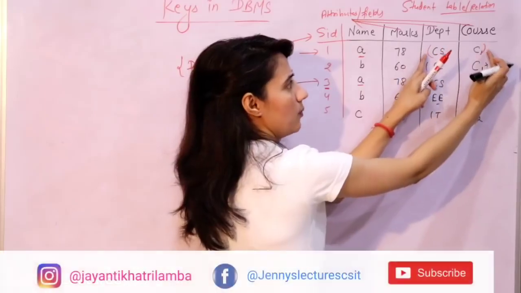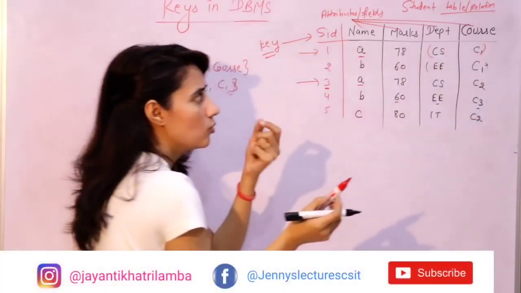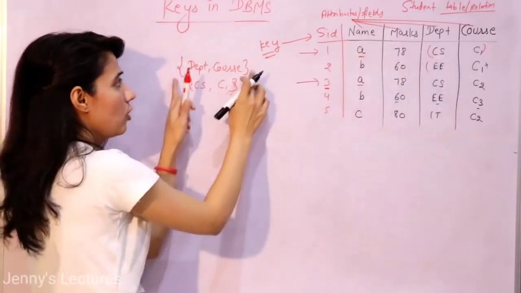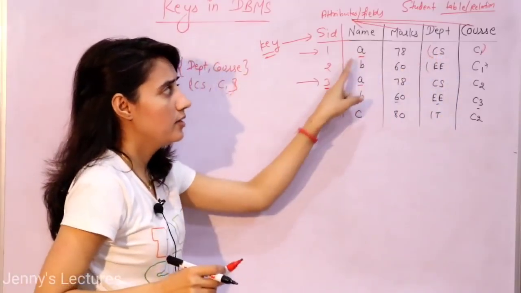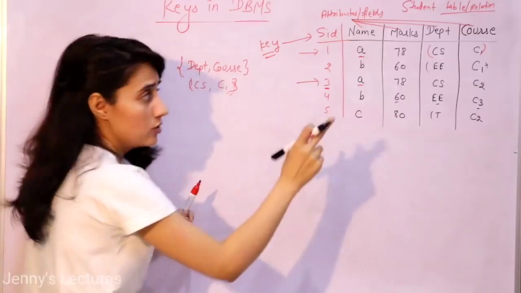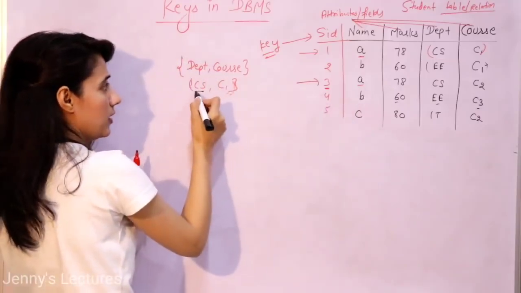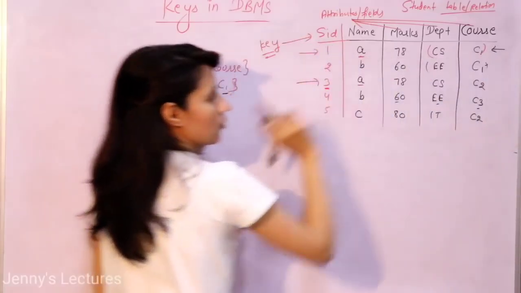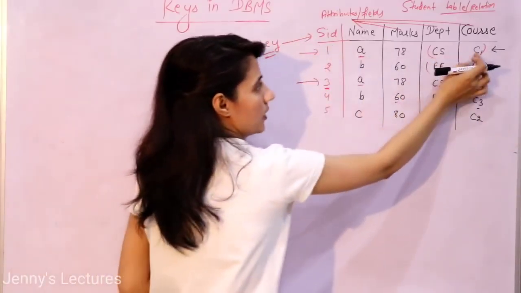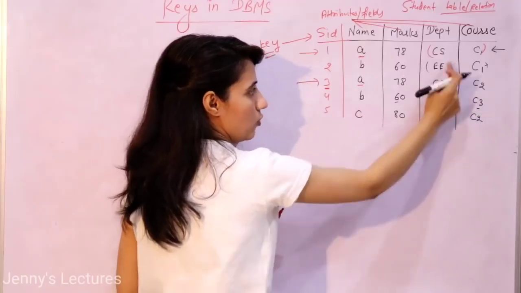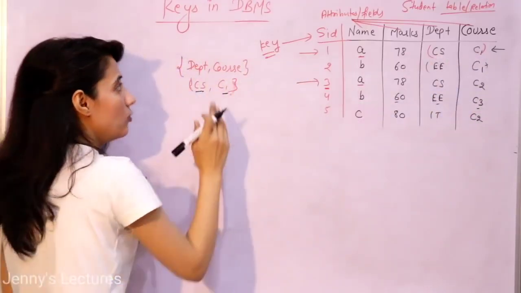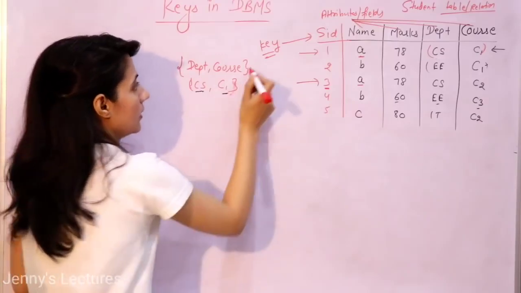Now these two together we will consider as one unit, right? So this is the combination. Using this combination, I can uniquely identify each record. If I want to fetch the record having department name CS and course C1, then definitely you will get this row, because this combination is in this row only. In no other row do I have this combination, right? So now you can say this is also a key.